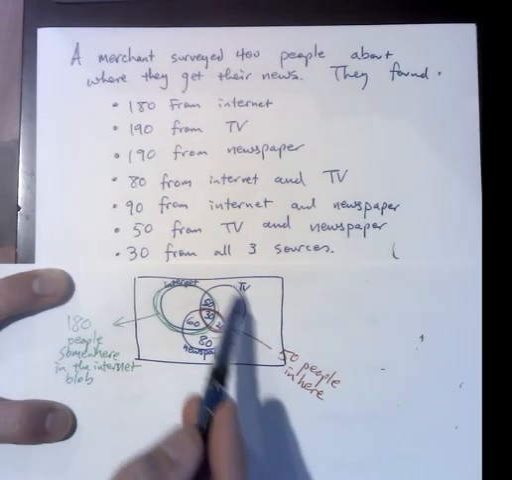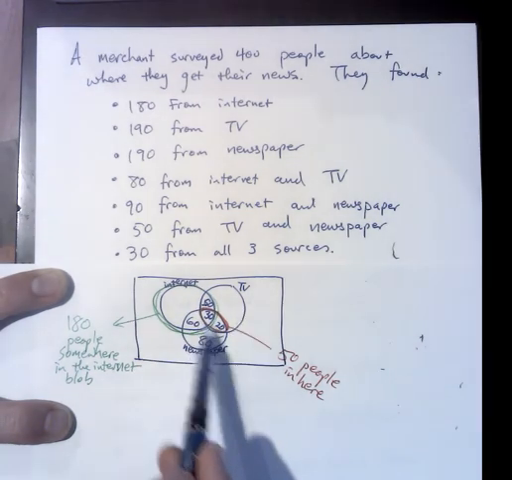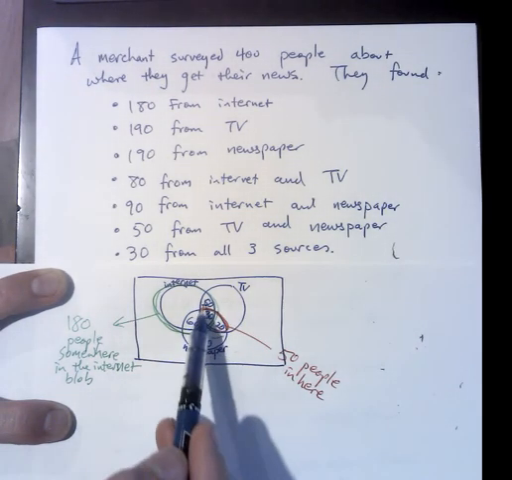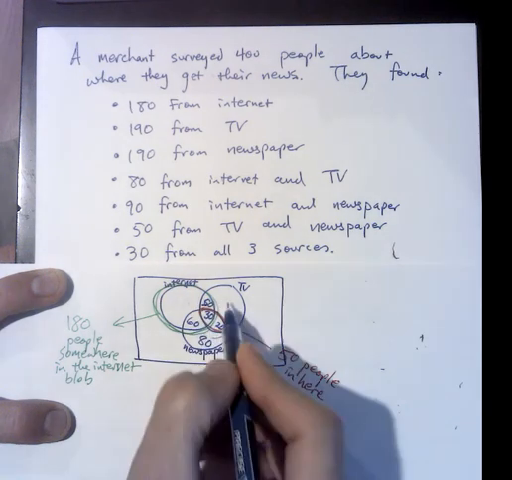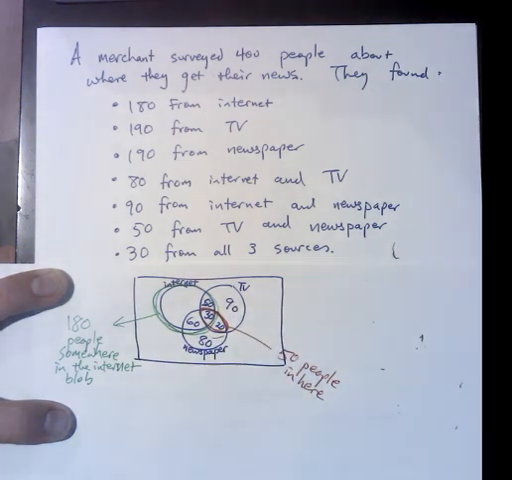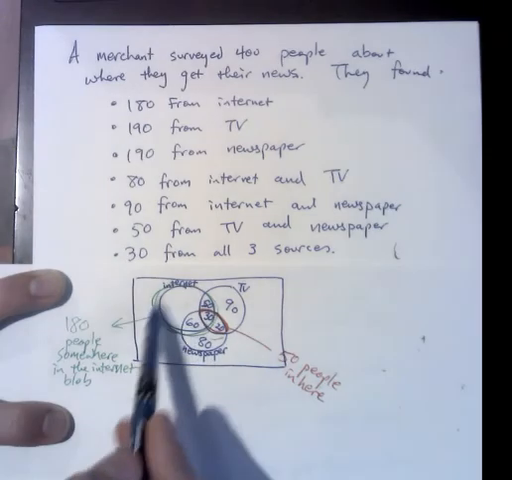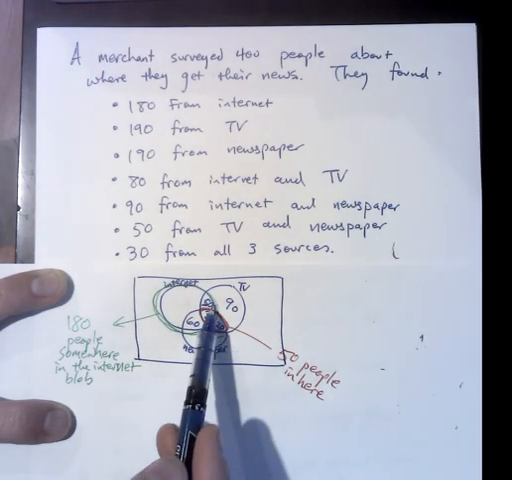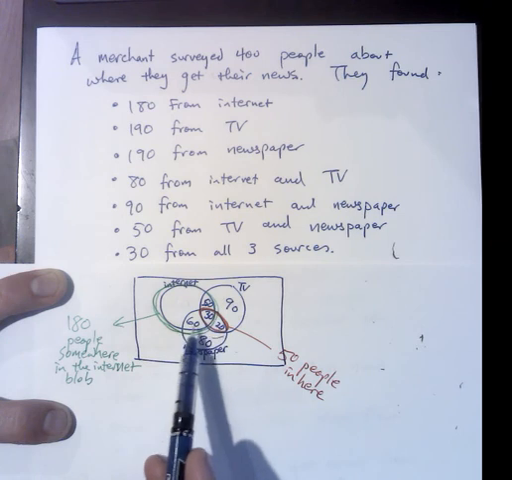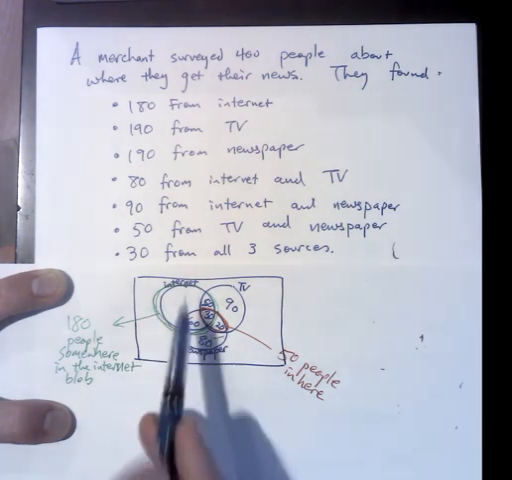190 people get their news from the TV. We've already got 100. 50 plus 30 plus 20 is 100. So there's 90 people that still have to go in the TV blob. Finally, those 180 people that get their news from the internet, 180 people in the internet blob, we've already got 50 plus 30 is 80 plus 60 is 140. I've already got 140 people in there. I need 40 more.